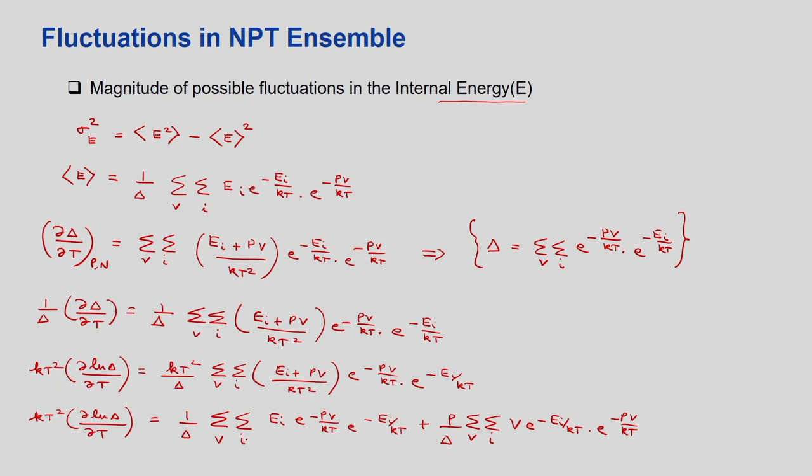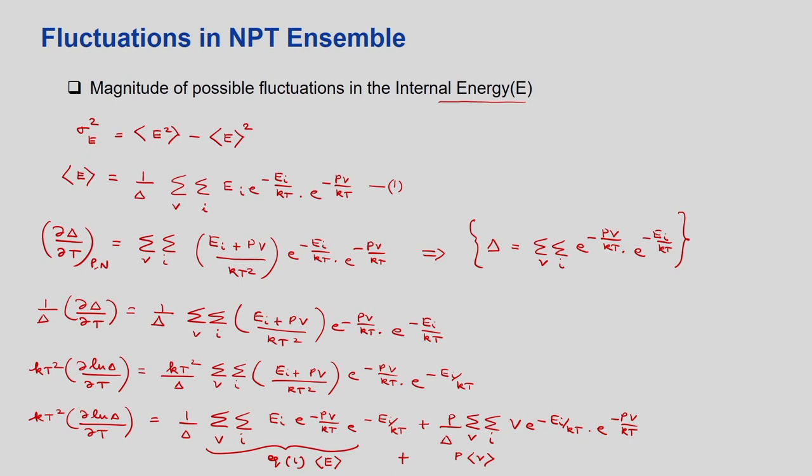So what is this? This is nothing but your average energy term, given by this expression, equation 1. And this becomes simply P into V bar, isn't it? This term becomes P into V bar, and this becomes simply E bar. So let us write down this expression, because this is the ensemble average value of energy, and this is the ensemble average value of volume. So this is one important conclusion.